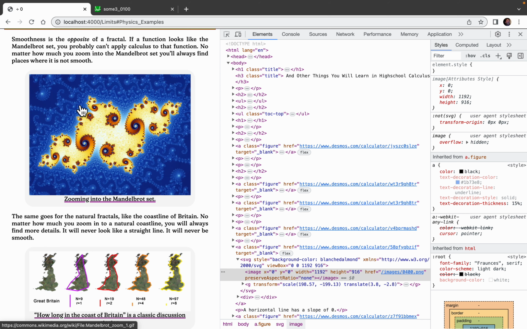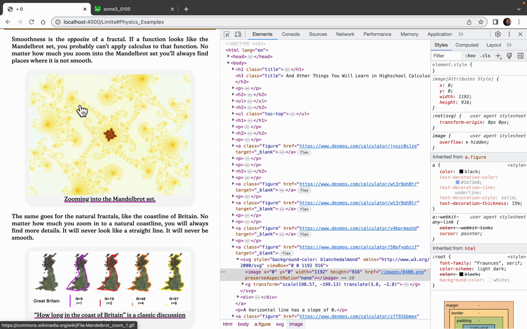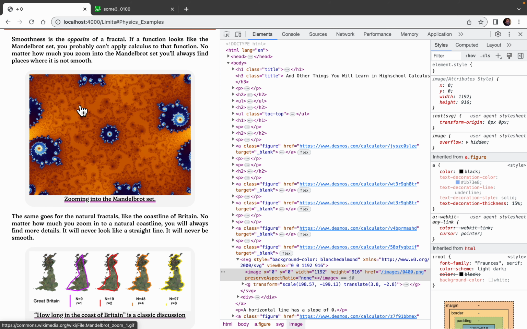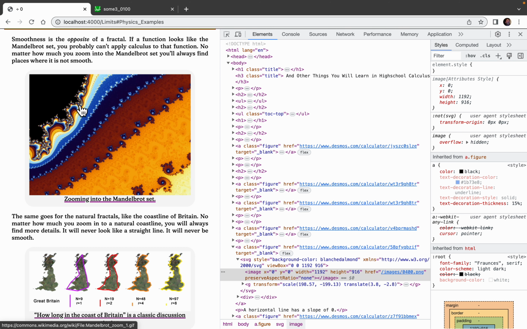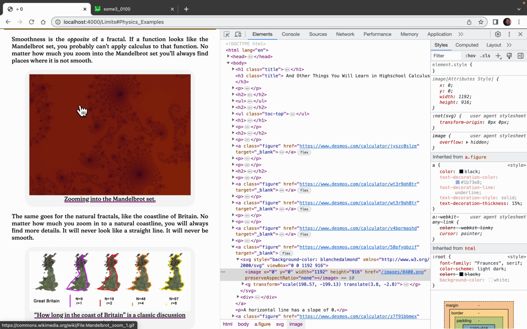Smoothness is the opposite of a fractal. If a function looks like the Mandelbrot set, you probably can't apply calculus to that function. No matter how much you zoom into the Mandelbrot set, you'll always find places where it is not smooth.